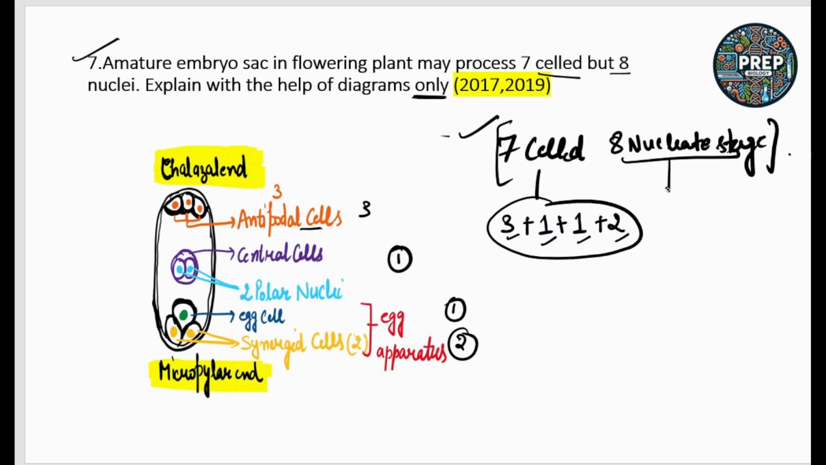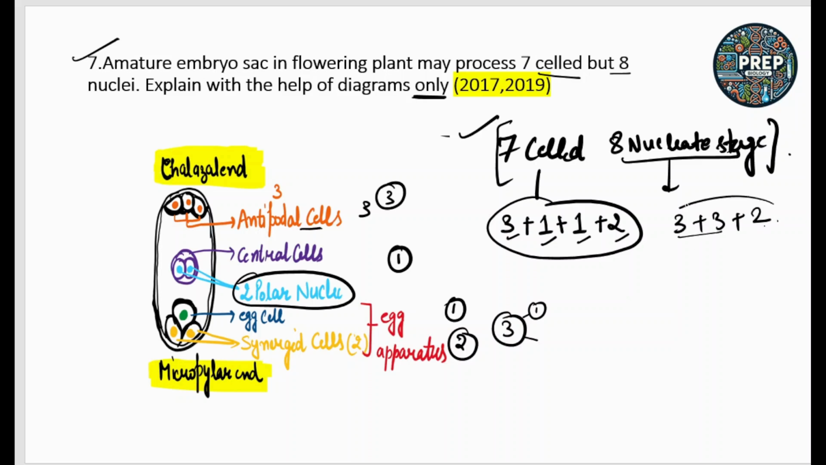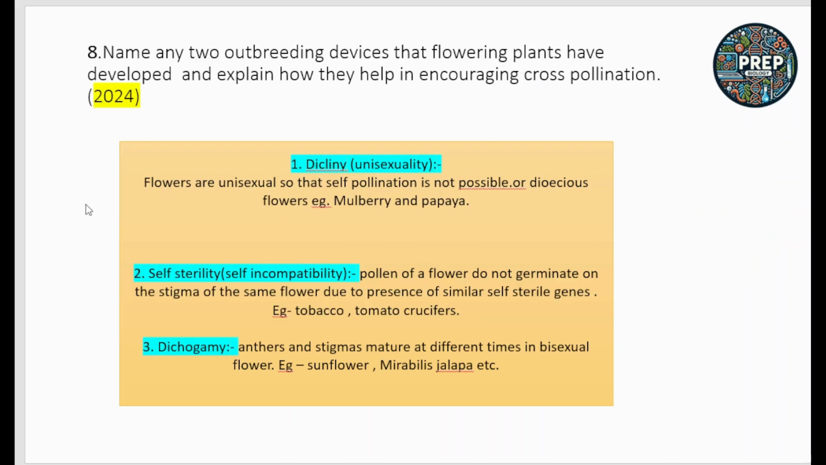8-nucleate. So 8 nuclei are there. 3 antipodal nuclei. 3 egg apparatus nuclei: 1 is the egg cell and 2 are of synergids. So this is 3. And 2 polar nuclei are there. So we have 3 plus 3 plus 2, that is 8-nucleate stage. So this is the diagram in which we can see the 7-celled, 8-nucleate stage. So this diagram is also very important.